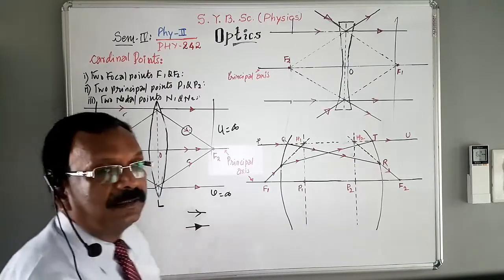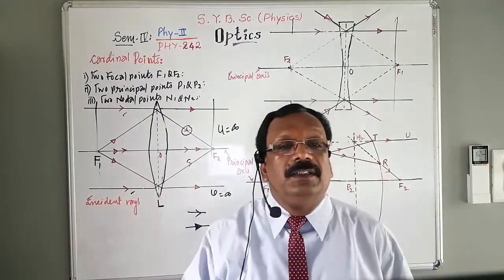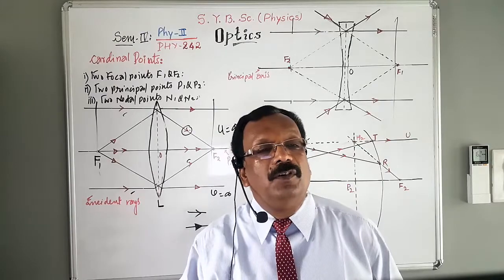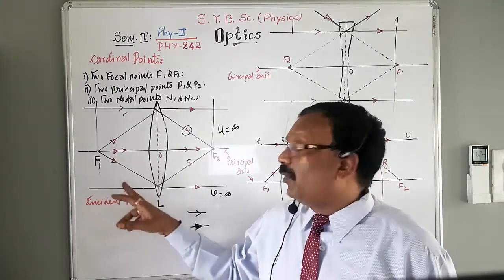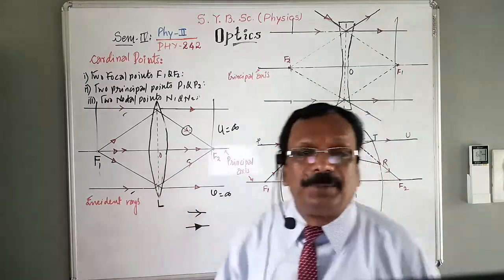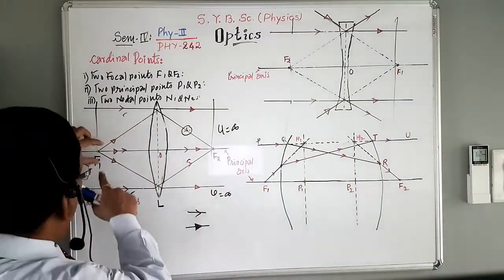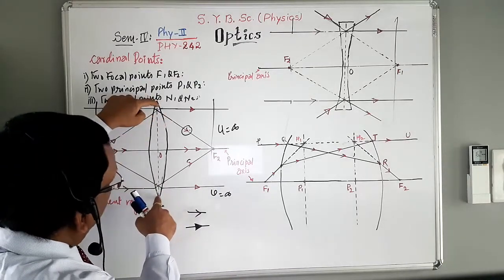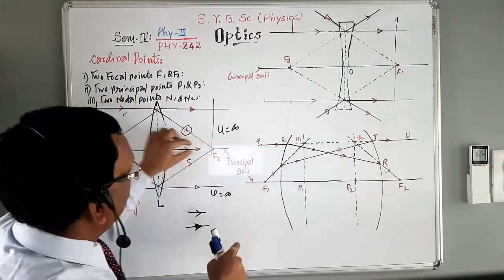The rays starting from the axial point F1, after refraction through the lens, become parallel. See here, these two rays, when incident on this lens, after refraction go parallel to the principal axis.